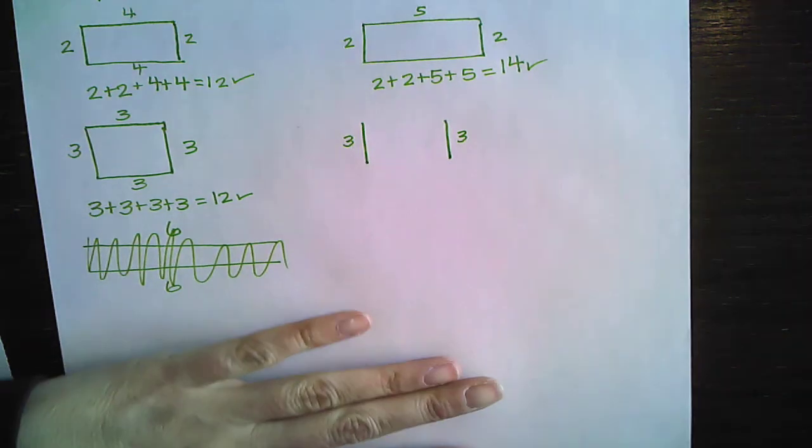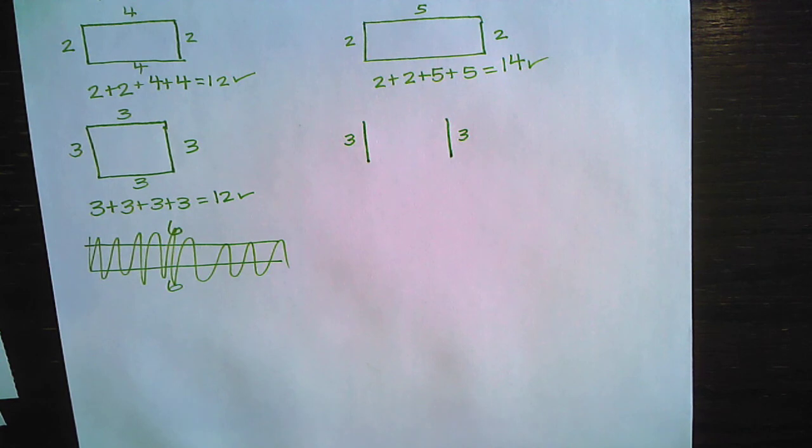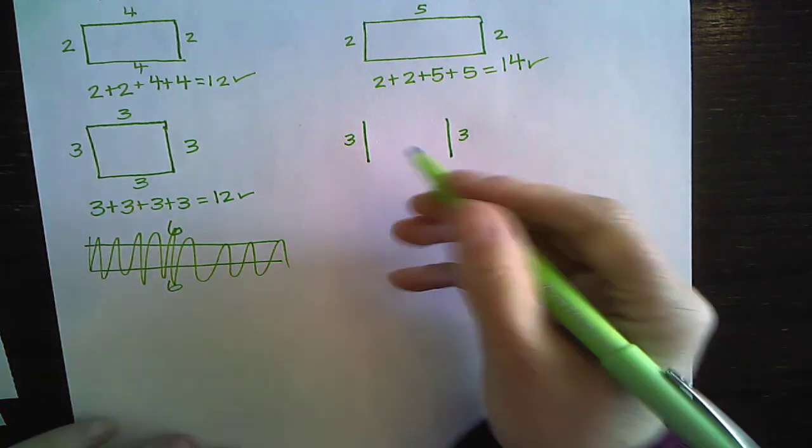All right, I apologize for that. Okay, so 3 plus 3 is? Yes, 3 plus 3 is 6.